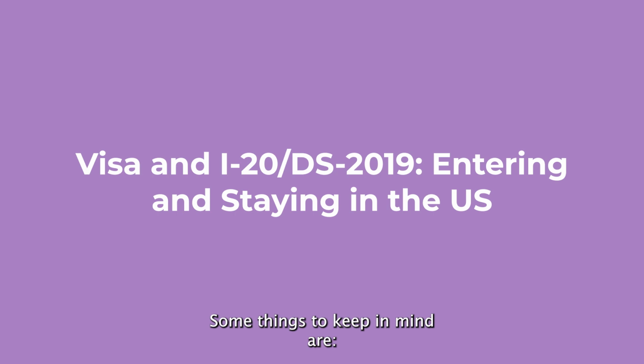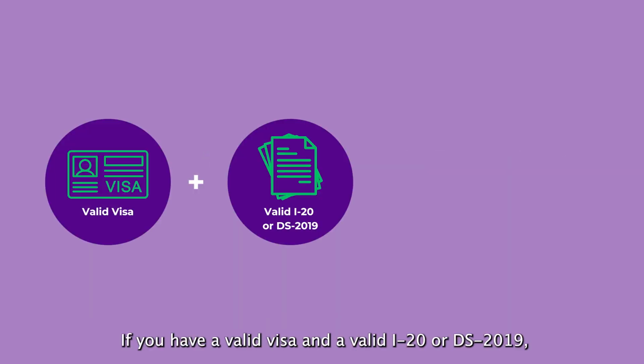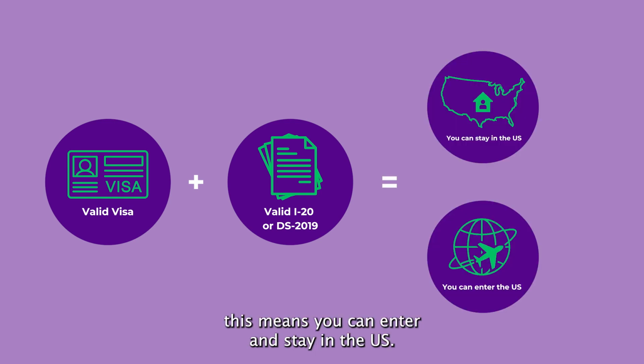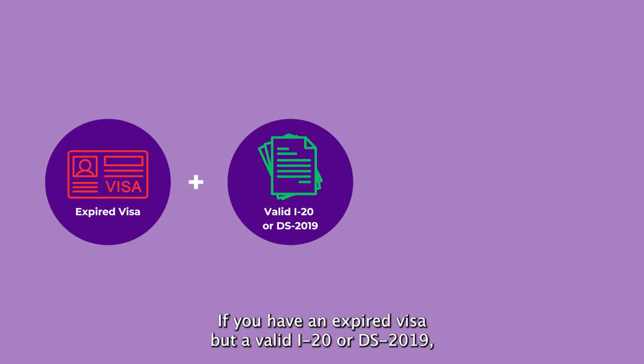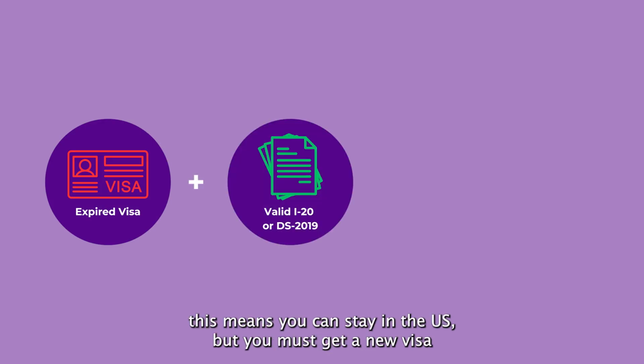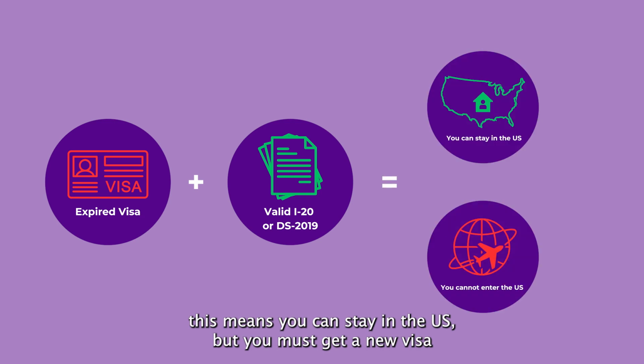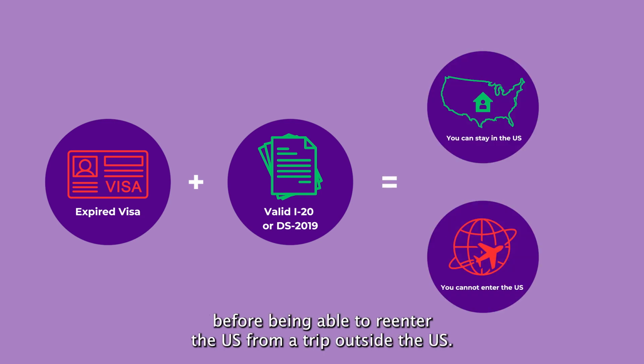Some things to keep in mind are, if you have a valid visa and a valid I-20 or DS-2019, this means you can enter and stay in the US. If you have an expired visa but a valid I-20 or DS-2019, this means you can stay in the US, but you must get a new visa before being able to re-enter the US from a trip outside the US.